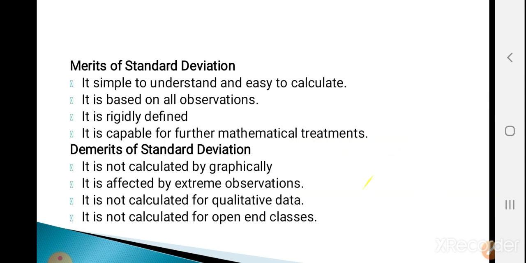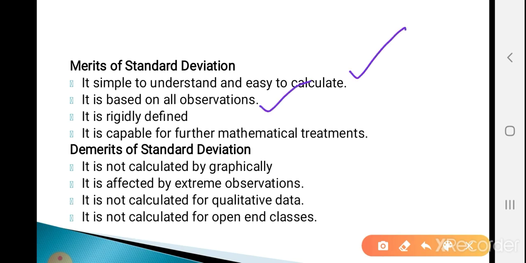Now last, the merits and demerits of standard deviation. First of all we see the merits. The first merit is that it is simple to understand and easy to calculate. It is based on all observations, yes, because we need all the observations for finding the values of variance, standard deviation and CV. If it is based on all observations, then it is rigidly defined, that is strictly defined. And if it is rigidly defined, then it is capable of further mathematical treatment. That means it is used for further mathematical calculations.